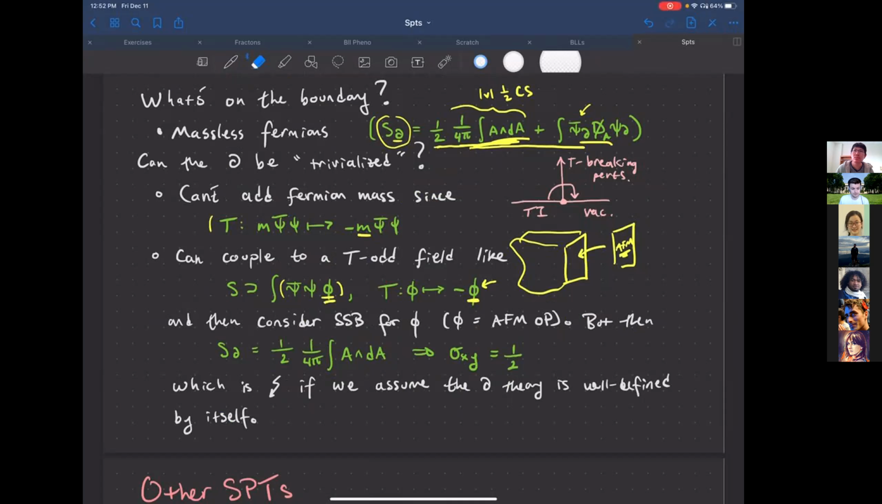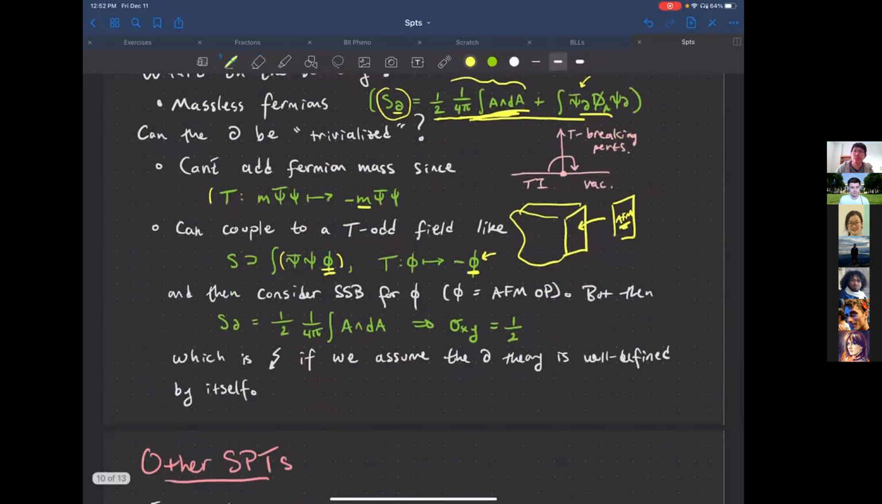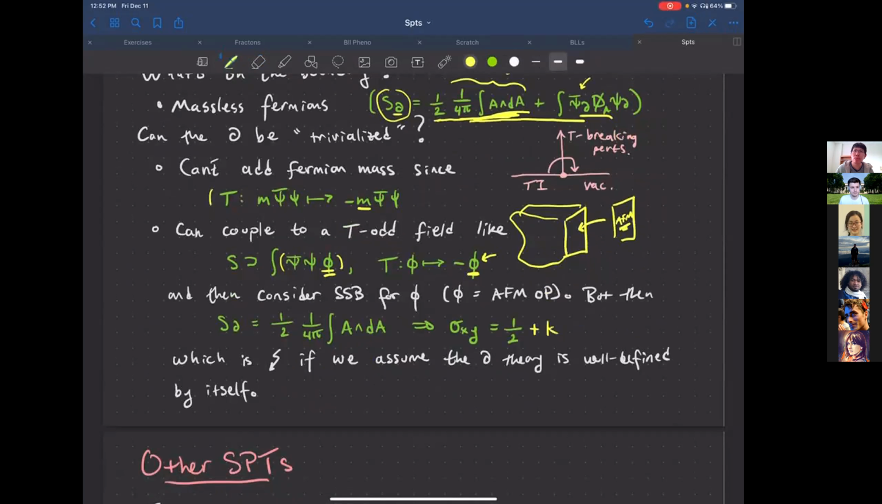So my understanding is that it depends on when you do this, the correct way to do the regularization is that what this produces is a theory where you have sigma xy equal to a half plus some k, where k is in Z. I don't know if this is what you're getting at. But if you only have a single flavor of Dirac fermion, if you integrate out, you should get sigma xy equals a half, right? Well, I think this depends on exactly how the regularization works, right?